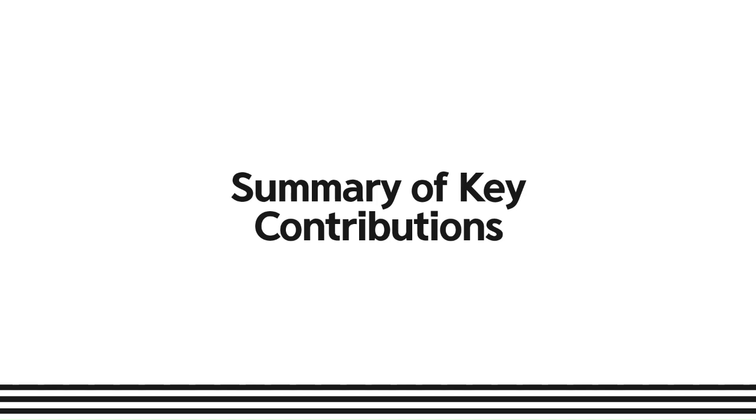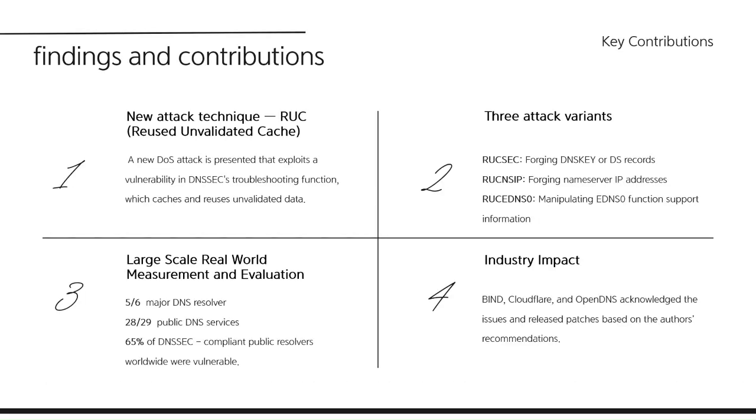Then, the paper makes 4 key contributions. First, it proposed a new attack technique called RUC. This is a novel DoS attack that exploits the caching and reuse of unverified data from the DNSSEC troubleshooting function.